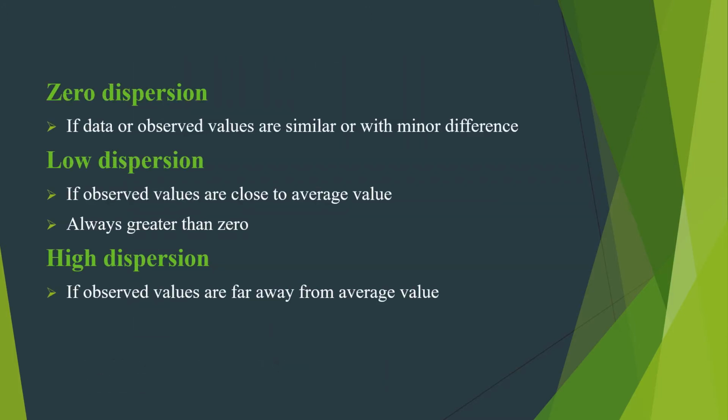Zero dispersion: if the observed data values are similar or have minor differences, then dispersion will be zero. Low dispersion: if observed values are close to the average value, then the dispersion is always greater than zero. High dispersion: if observed values are far away from the average value, then dispersion will be high.